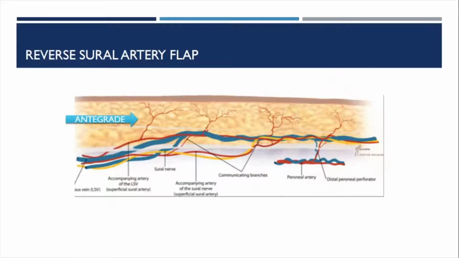The superficial sural artery is a small vessel that accompanies the lesser saphenous vein and sural nerve as they descend between the medial and lateral heads of the gastroc muscles deep to the fascia. At around the midpoint of the leg, the neurovascular bundle pierces the fascia and continues running distally superficial to the fascia. The diagram here illustrates the normal antegrade blood flow through the artery.